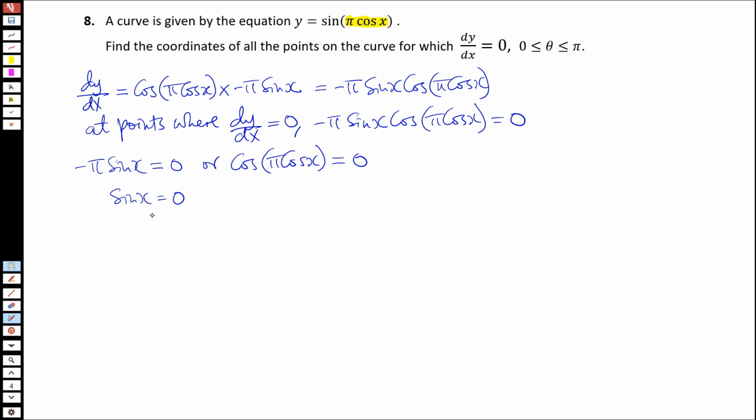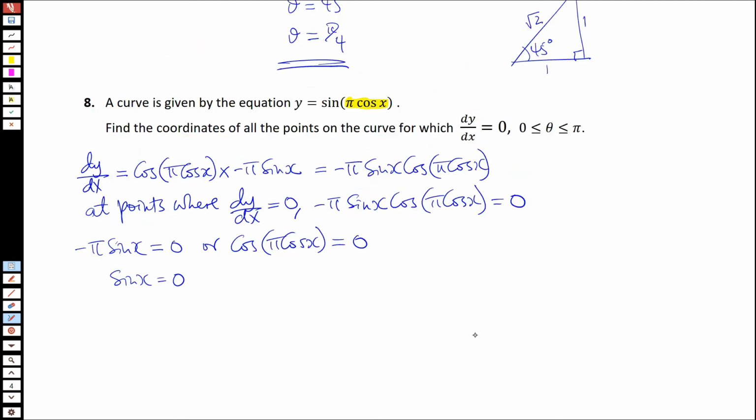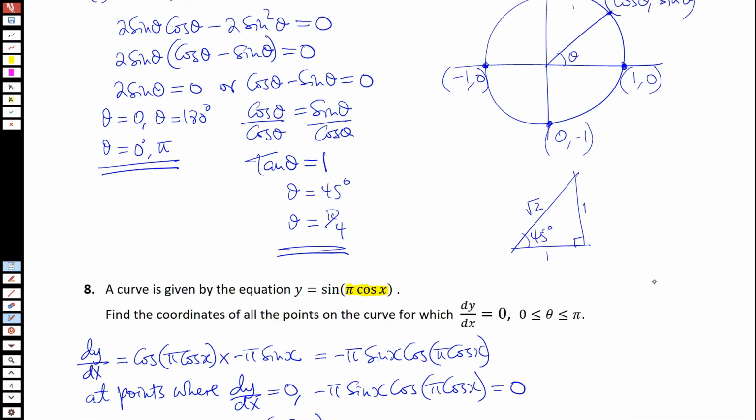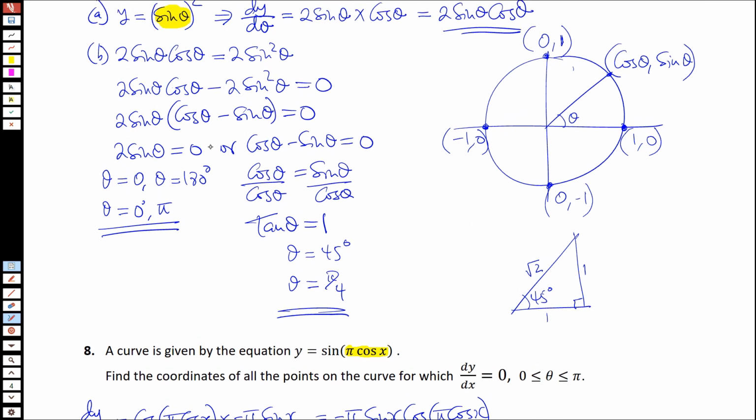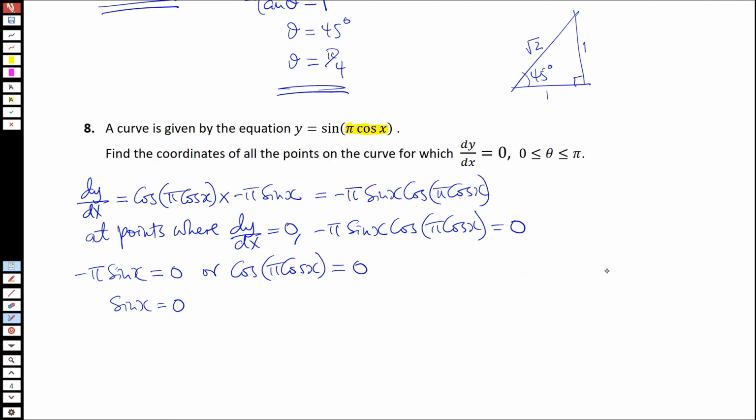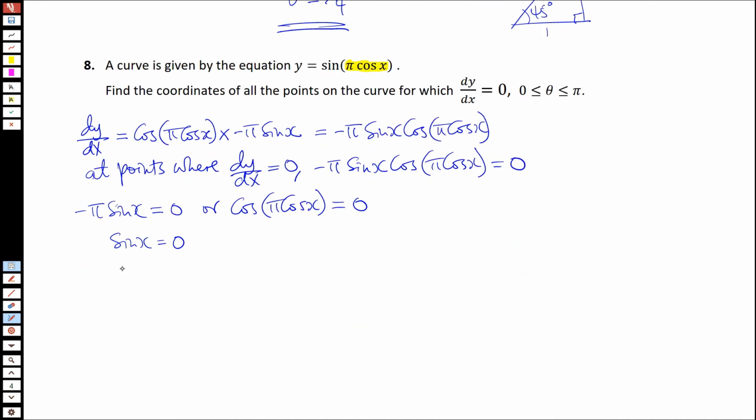Now here the range of values of x is between 0 and pi. And again, where sine x is equal to 0, I discussed that previously, it's 0 and pi if the domain is between 0 and pi. So here x will be equal to 0 and pi.